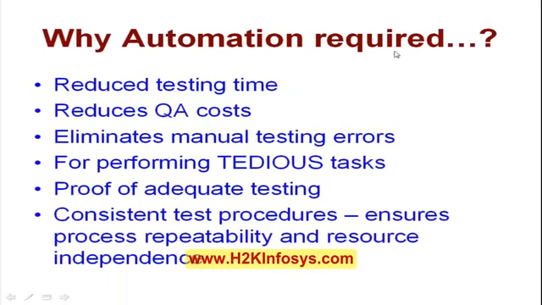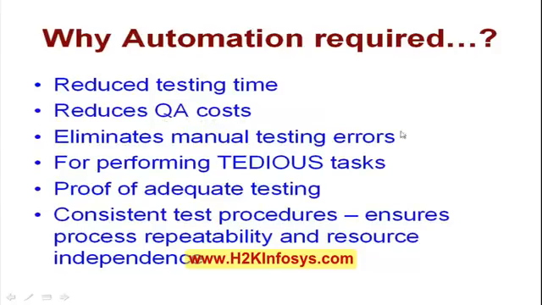And why is automation required? This basically explains why we should go for automation. If you want to reduce the testing time, you go for automation. The time that we spend on quality assurance activities is going to be reduced, which is directly proportional to QA cost. Because if you are spending less time, it is directly proportional to cost, right?